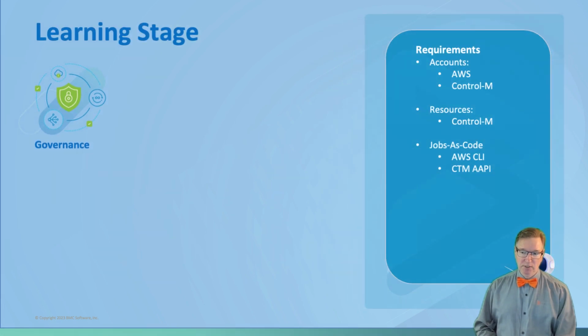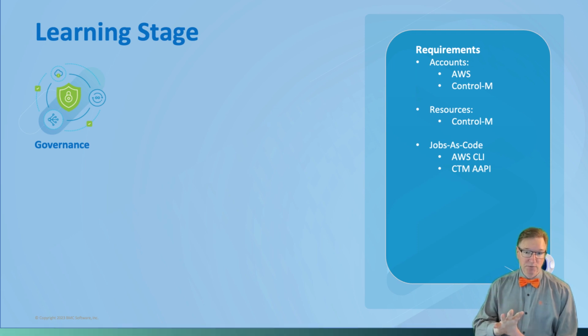What do we need to have? We need to have first an AWS account that has proper permissions to create all the artifacts. We need to have, of course, Control-M in place with access to these resources to create connection profiles, folders, and jobs. And we're going to utilize primarily the CLIs of each of these platforms, so the AWS CLI as well as the Control-M Automation API to accomplish this task.